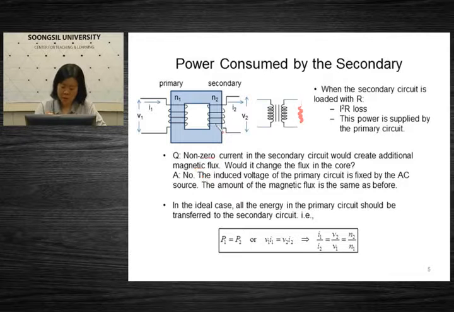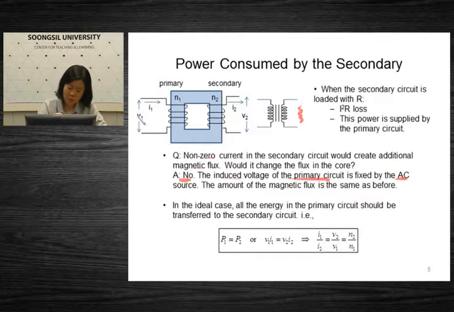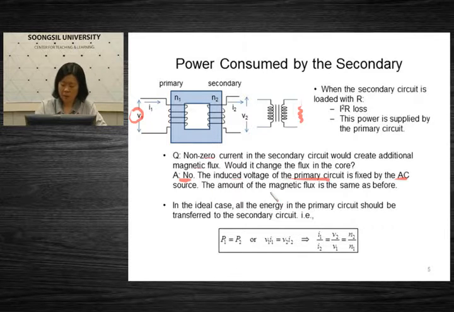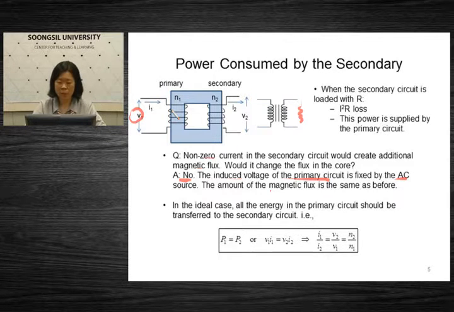Then this additional magnetic flux will transfer to the primary circuit. Wouldn't it change the voltage at the primary? Well, it does not, because the voltage of the primary circuit is fixed by the AC power supply here. So that means the amount of magnetic flux in this core will be fixed by the primary source. So you don't have to worry about the effect of the secondary circuit.